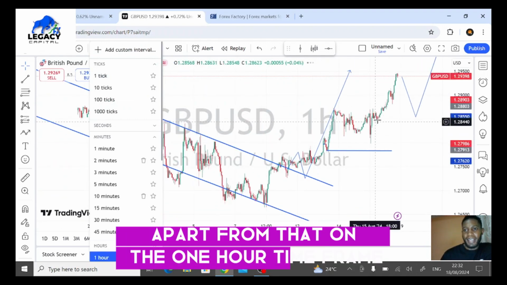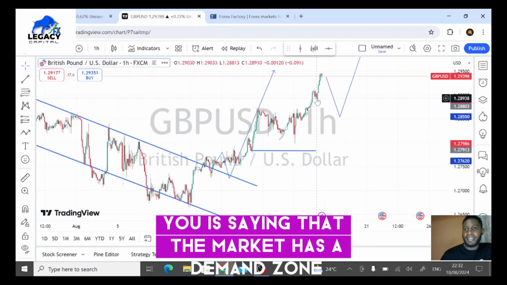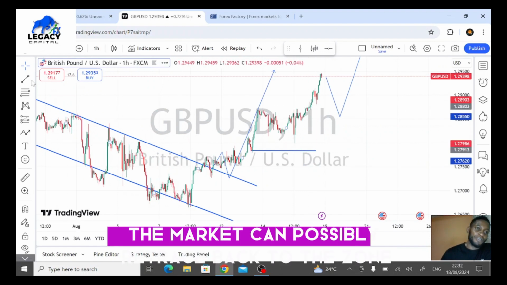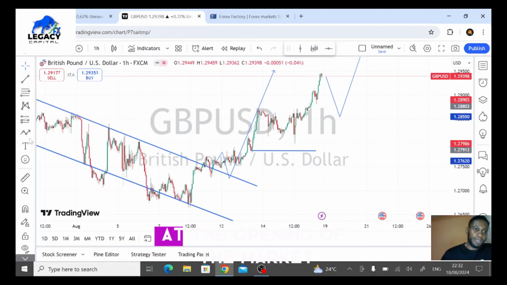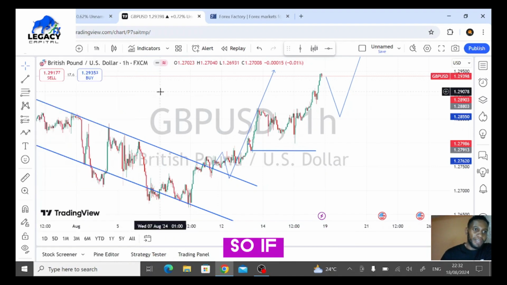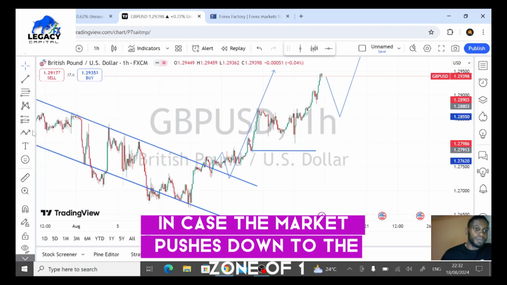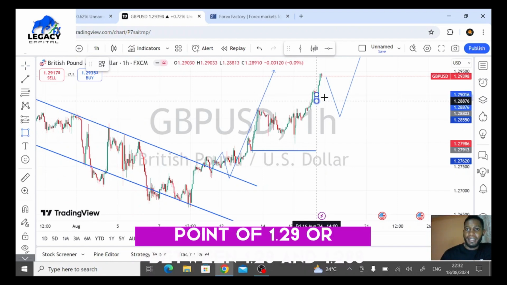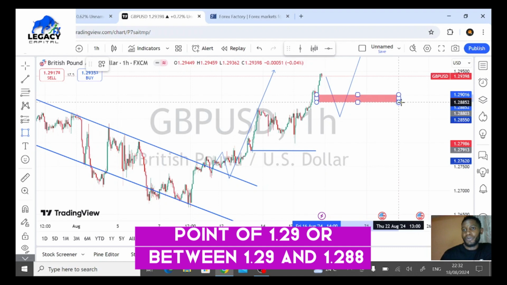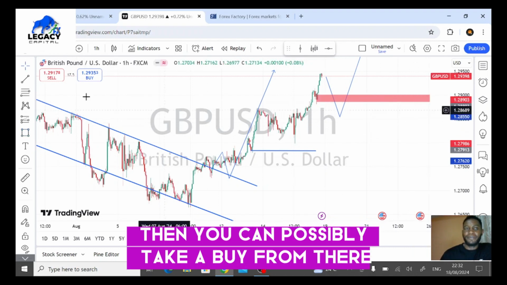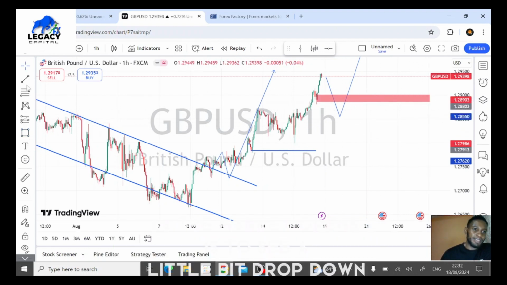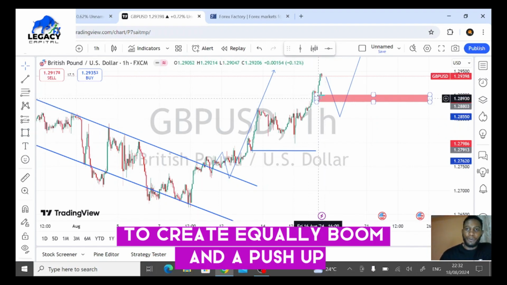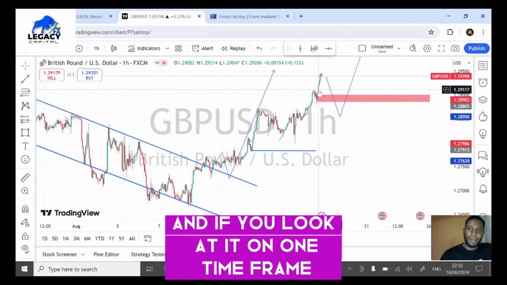Apart from that, on the 1 hour time frame, you will be seeing that the market has a demand zone around 1.28938. So the market can possibly retrace back to the zone at the opening of the market. If the market pushes down to the zone of 1.29 or between 1.29 and 1.288, then you can possibly take a buy from there. So our expectations tomorrow as the market opens is to see a little bit of a drop down to create equilibrium and a push up.